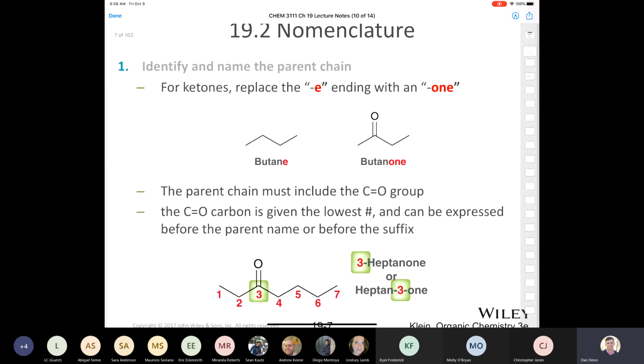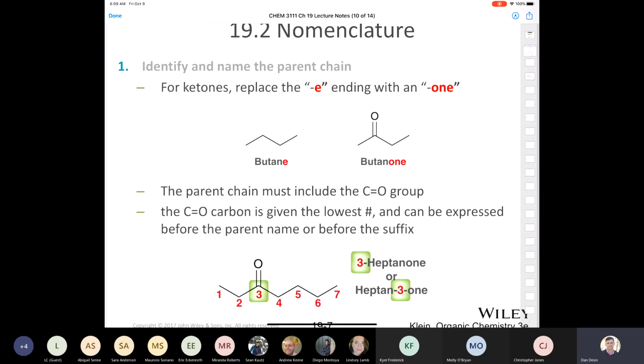For ketones, the suffix "e" in an alkane is replaced with "one." So butane becomes butanone, pentane would be pentanone, hexanone, heptanone, octanone, nonanone, decanone, undecanone, dodecanone, so on and so forth. The parent chain has to include the carbonyl group. Now, unlike aldehydes, where the carbonyl carbon was given the number 1 always, because an aldehyde is always going to be at the end of a molecule, the carbonyl carbon in a ketone is simply given the lowest possible number, and it can be expressed either before the parent name or before the suffix. And we saw that with alcohols as well.